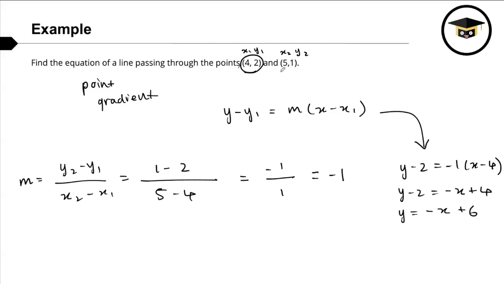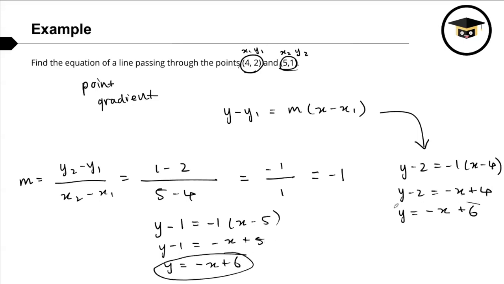Now, had I used the other coordinate, then I would have got y minus 1 is equal to negative 1(x minus 5). So that means y minus 1 is equal to negative x plus 5. And that means y is equal to negative x plus 6, because I've moved the negative 1 and it becomes a plus 1. So you can see you get the same answer regardless of which point you put into the point gradient form. But as long as we found a gradient and we have a point that lies on the line, we can find the equation of a line. So hopefully that makes sense.